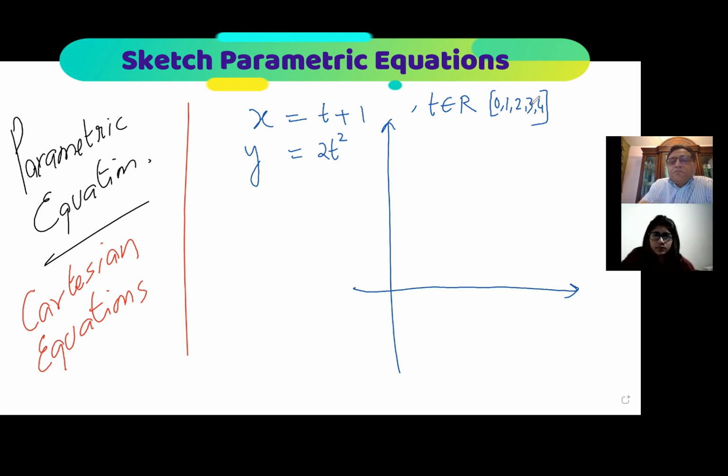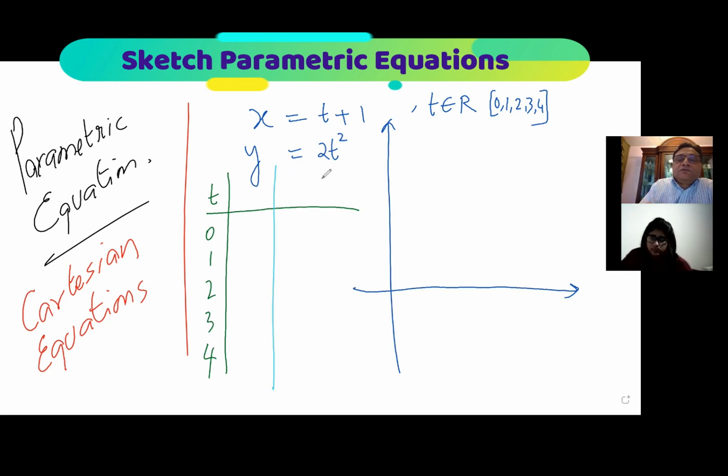Correct? Now see what happens. If I make a table of values, I have different values of t. T is my parameter. So the t values which I have are 0, 1, 2, 3, and 4. For each t value, I could get the corresponding x and y values. The x value is just adding 1 to the t value. So I get 1, 2, 3, 4, and 5.